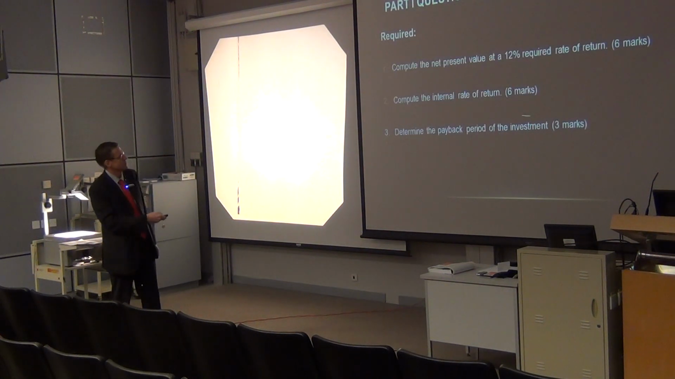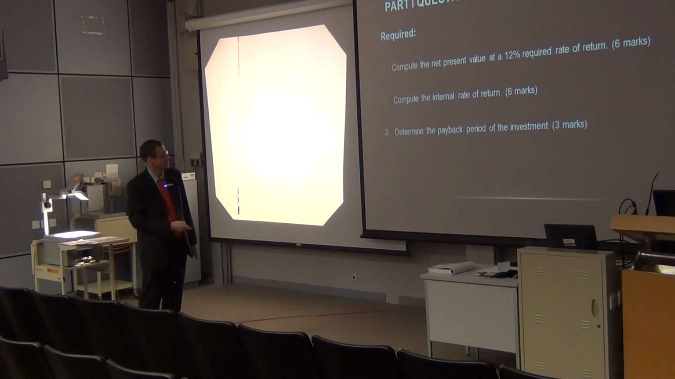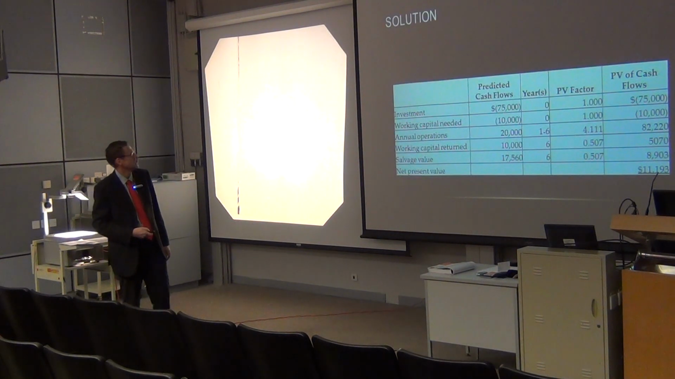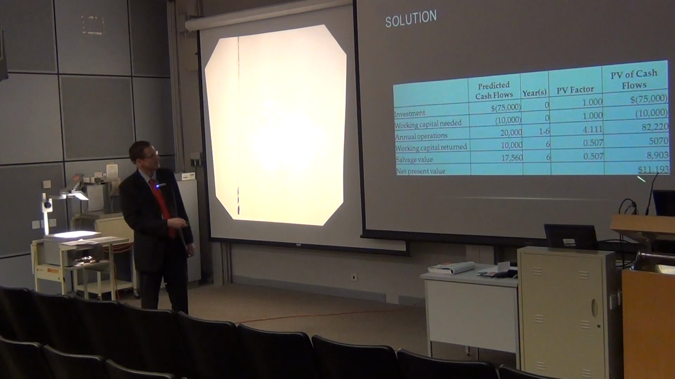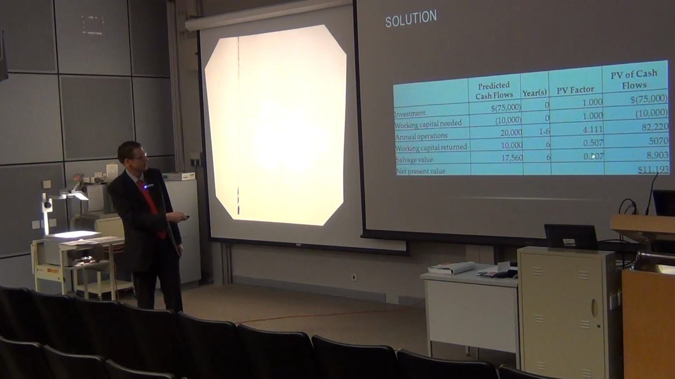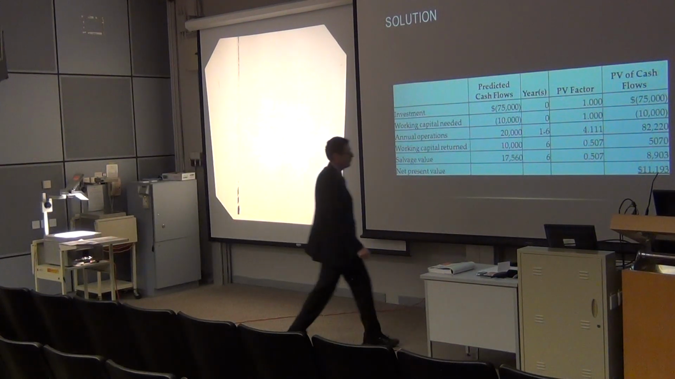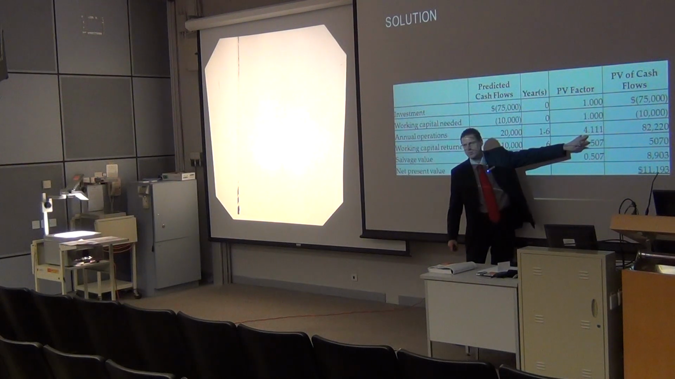All right, net present value, 12% required rate of return, compute internal rate of return, determine the payback period of the investment, 3 marks. So here's the solution. We have the present value factor. You all know where that is. Do you know where the 4.11 comes from? Why do we have 4.11 here? Do you know why we have that?